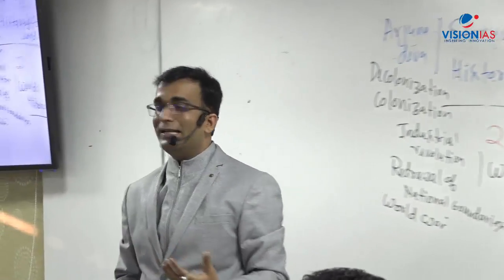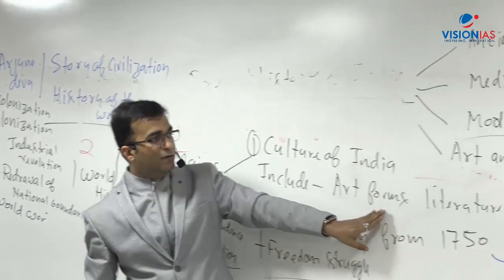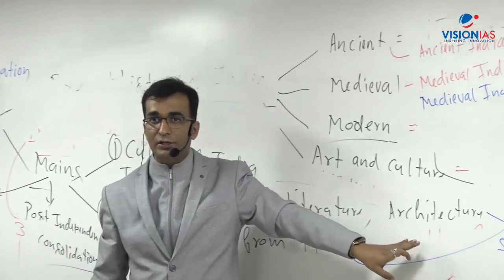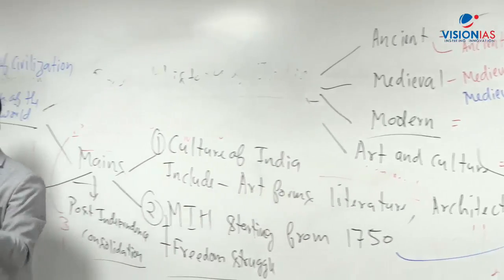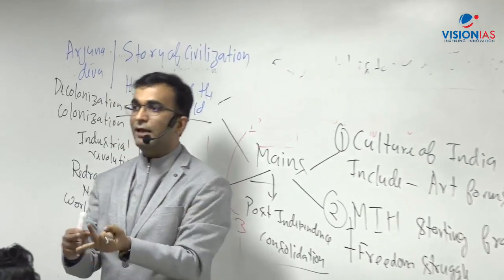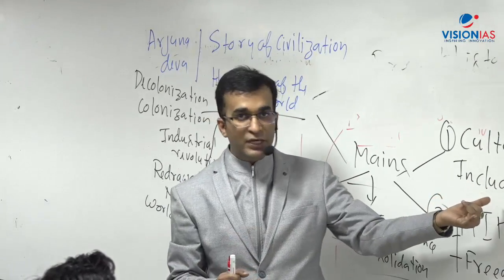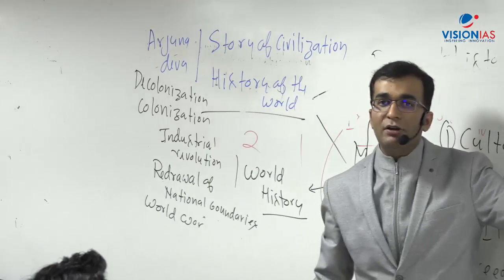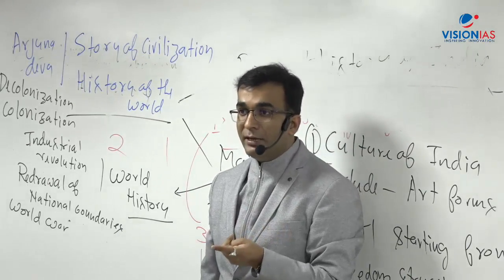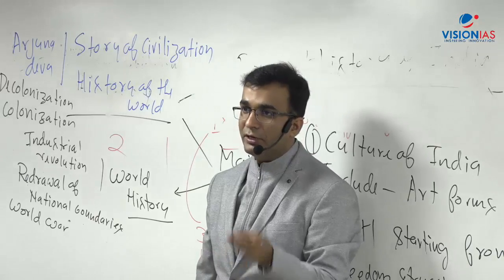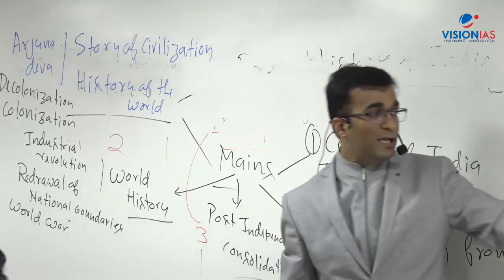Here we have written the culture of India in the mains part: art forms, literature and architecture. For example, art forms: what all comes? Indian classical dances, Indian classical music. These kinds of things come in art forms. Literature is like Sanskrit literature, Tamil literature, Kannada literature, Telugu literature. These kinds of literature are there. Then architecture.